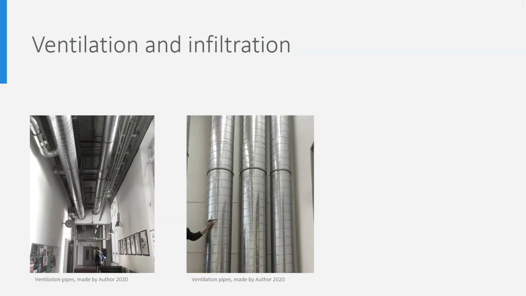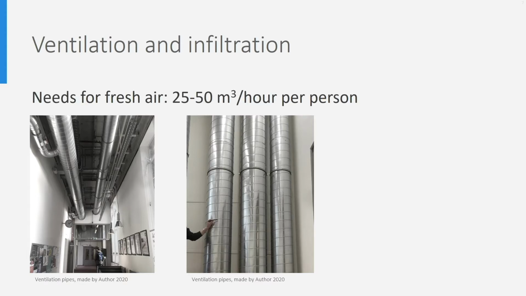But let's take a step back. Why do we ventilate? We ventilate a building because we need fresh air to remain healthy. Do you have an idea how much ventilation is needed to be healthy? It's around 25 to 50 cubic meter per hour per person. 25 is really a minimum. In many countries the regulations are in between these values.